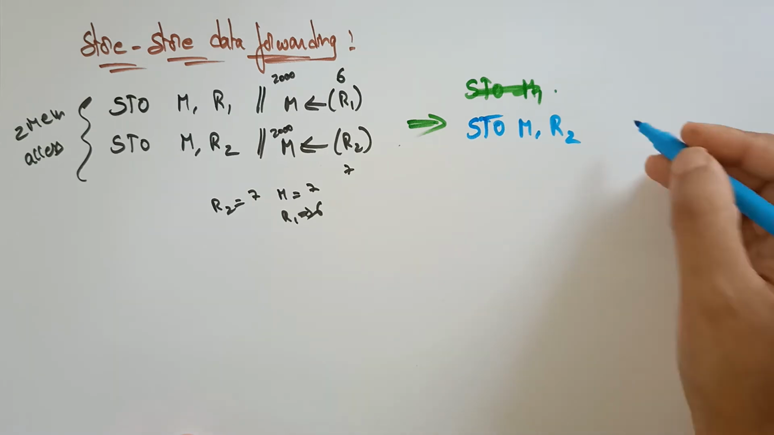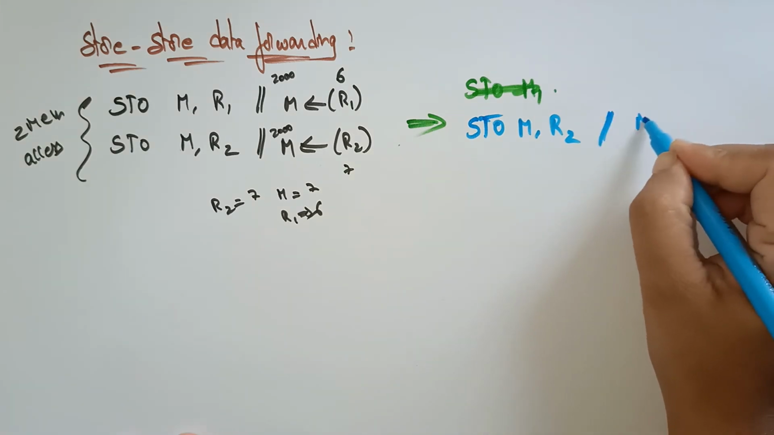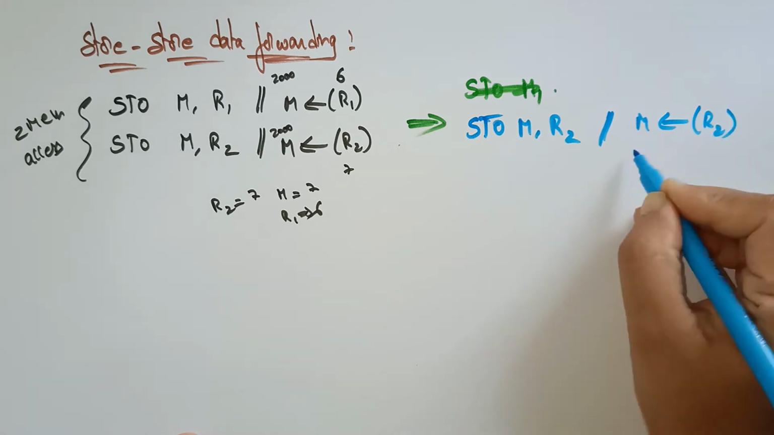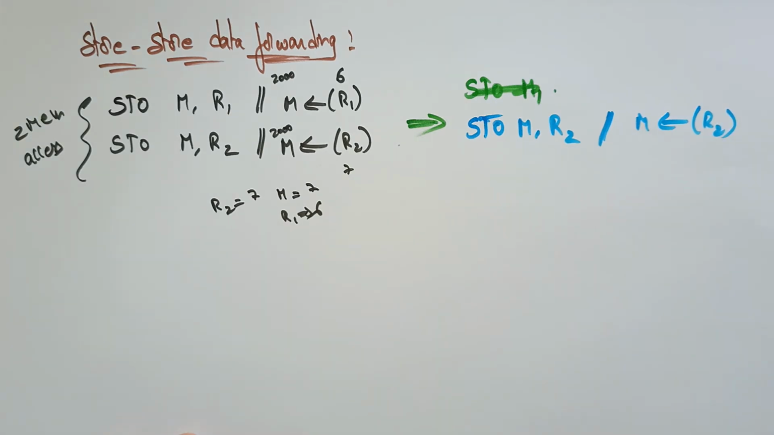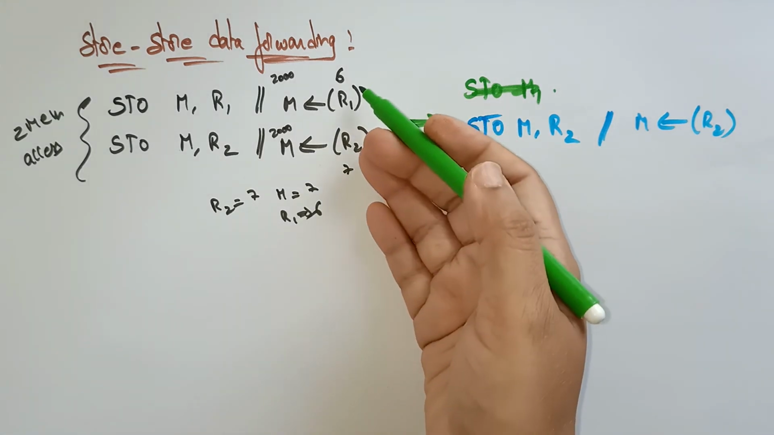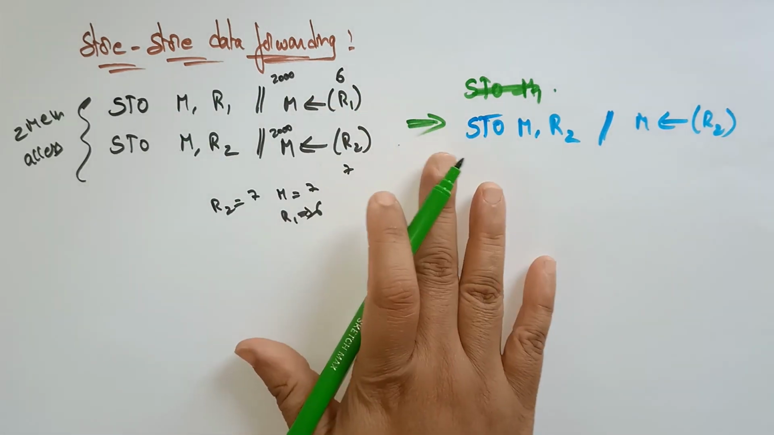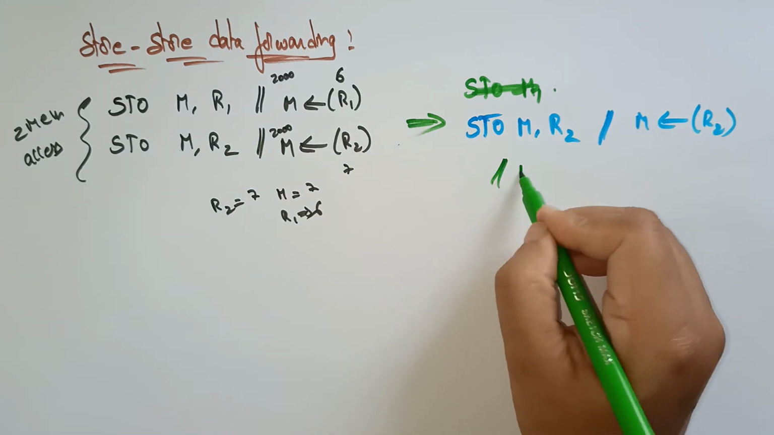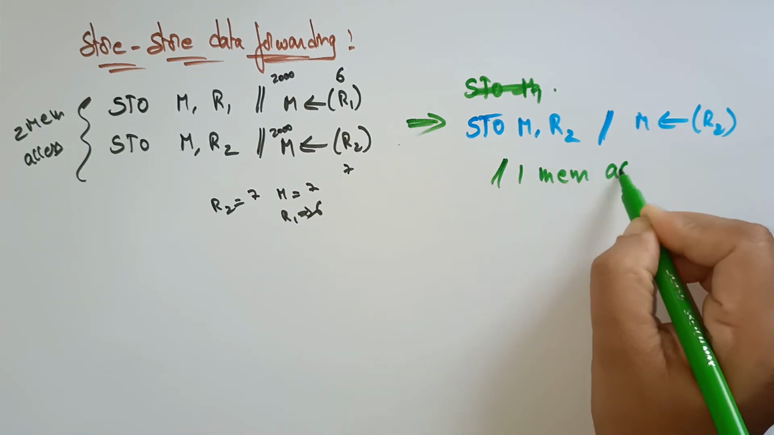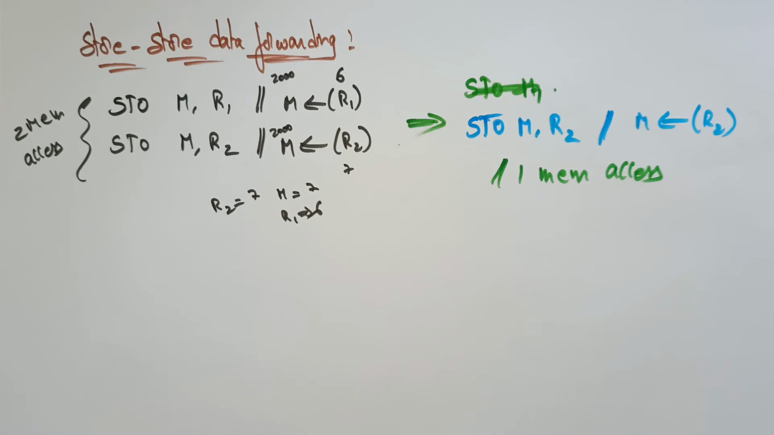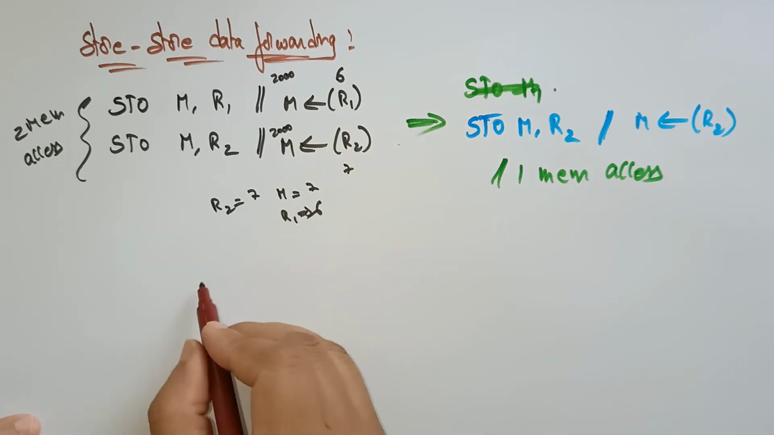Here, the content of R2 is stored in the memory. Whatever 7 is there in R2 will be stored in the memory. So no need to write the other store. Overwriting R1 with R2 means there is no need to store the R1 value into the memory. Just skipping it. So how many memory accesses will there be here? Only one memory access.